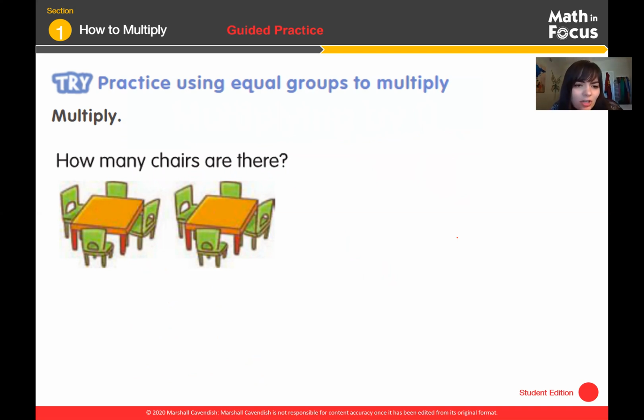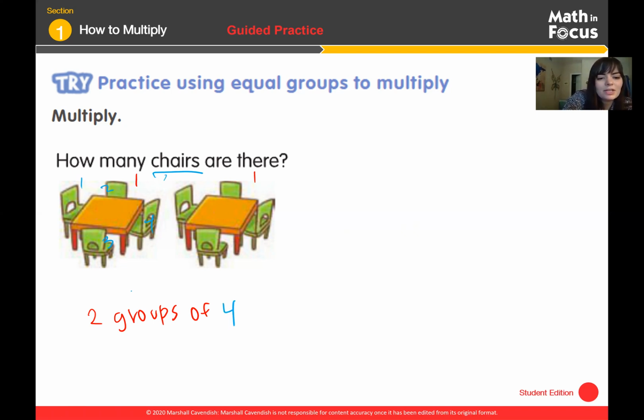So how many chairs are there? This is going to be similar to our workbook problems. Remember, this time they didn't even give me anything to fill in. I have to remember what it is I fill in now. I have to count my groups, 1, 2. I put 2 groups of, and I count my chairs because they're asking me how many chairs. 1, 2, 3, 4. This is 2 groups of 4.